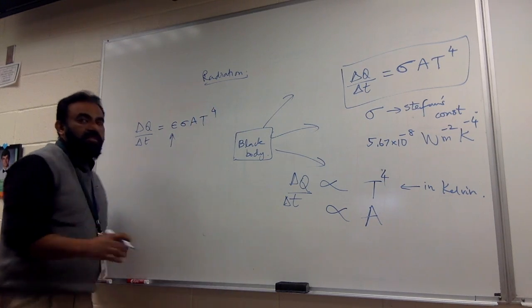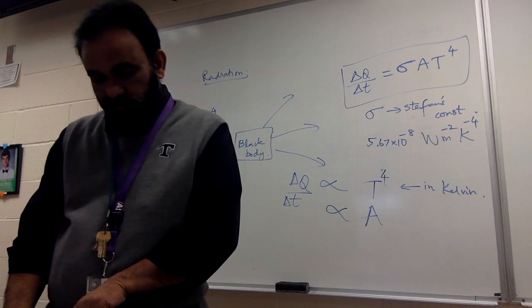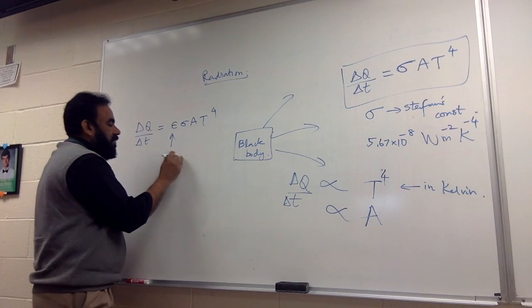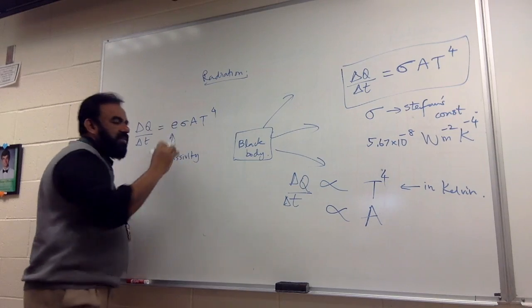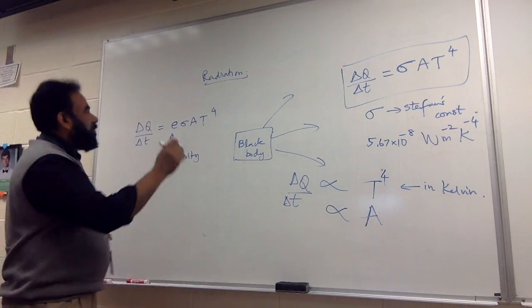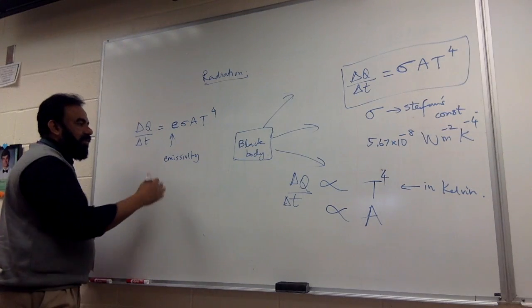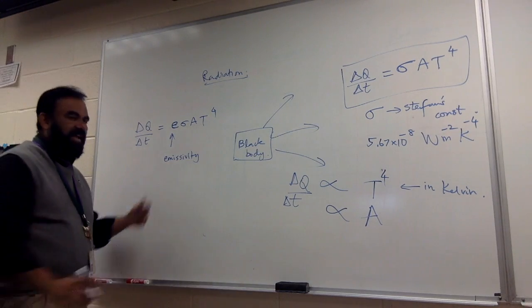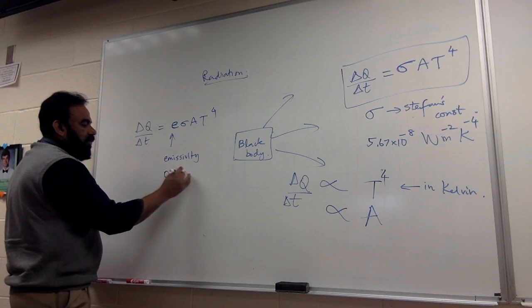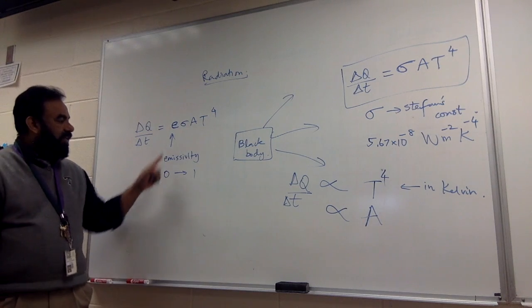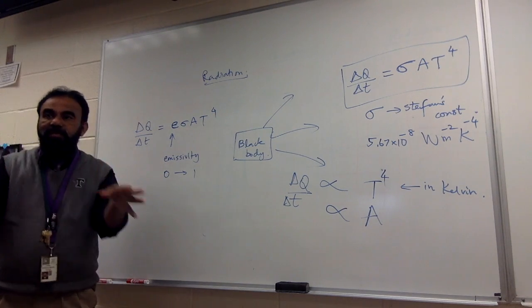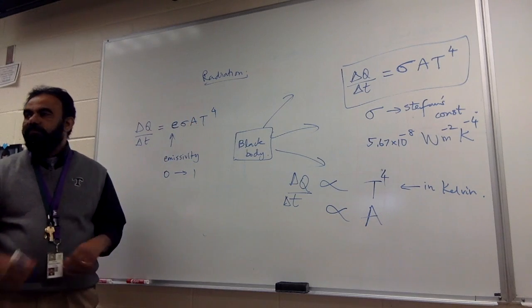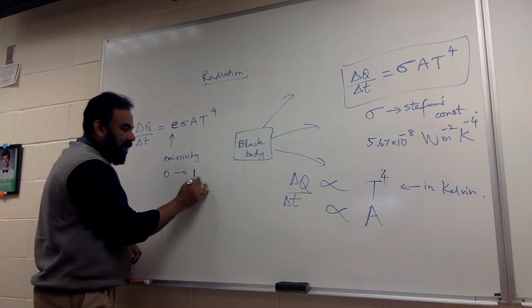Now that E is called the emissivity. I think it is just written as E. Yeah, it is just E. Some books write epsilon. Emissivity means how good an emitter it is. It's always a fraction, between 0 and 1. So when you say E is 0, that means it's the worst emitter. It doesn't emit anything. That's what it means. 1 is a black body.